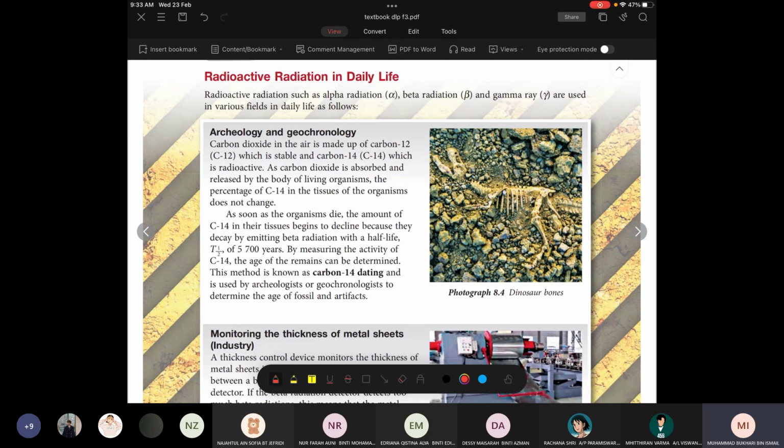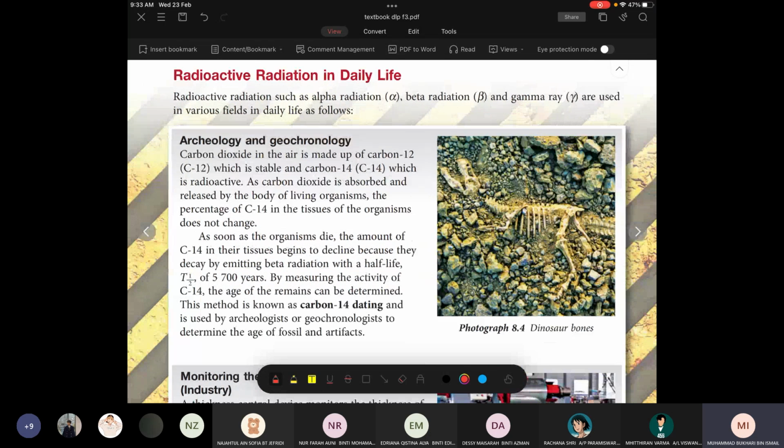So sometimes some of you may think how people estimate the age of fossil or dinosaur bones. How do we know how long it existed, and how long? Not only for dinosaur bones, it can be anything which existed a long time ago, and how we estimate the time when it existed.